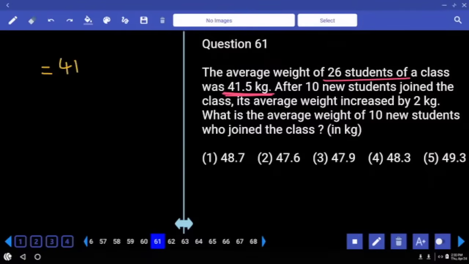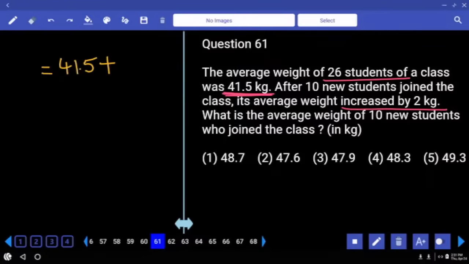If the new group average is also 41.5, after joining these 10 people, will there be any change in the average? Average will be the same as before. But what happened to the average? Average increased by, that means the average of these 10 people is more than 41.5. Average increased by 2. For how many people?